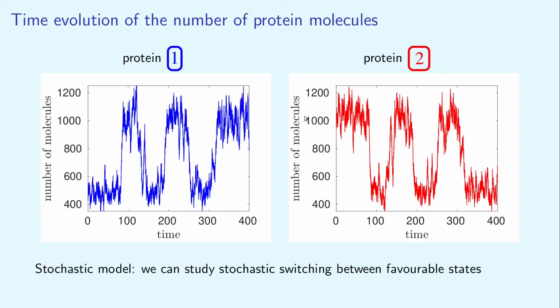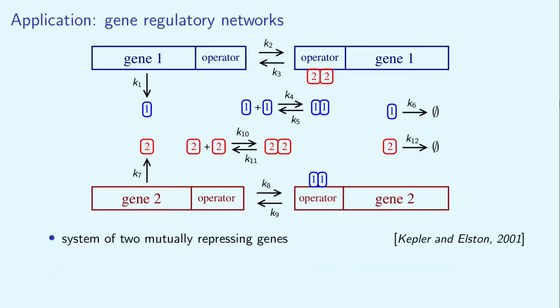Looking at the time evolution of the second protein, we also confirm that our genes are mutually repressing each other. If you have a larger number of molecules of the first protein, like for example around time 100, then the second gene is more likely to be switched off, so we have fewer molecules of the second protein in the system, and vice versa. So we can conclude that the stochastic description of this model can switch between two favorable states, at least for the parameter values considered in our plots.